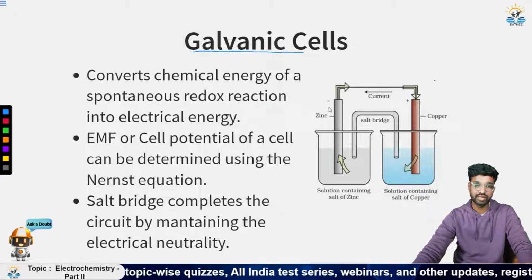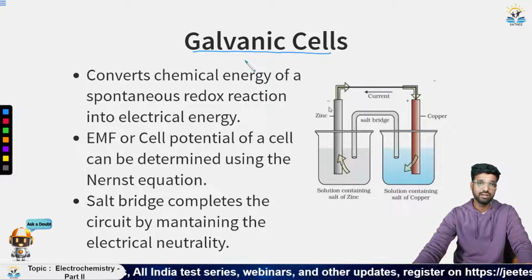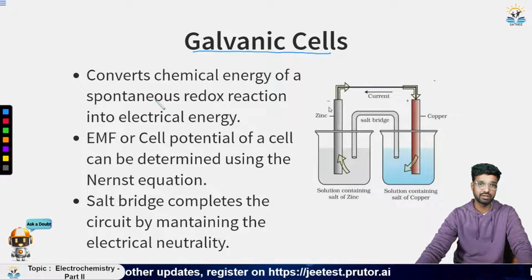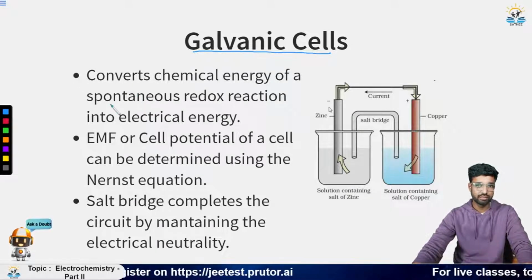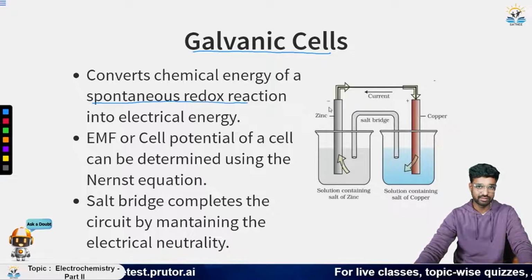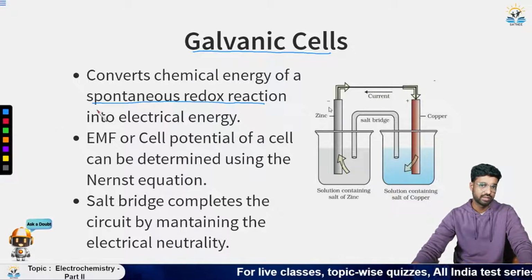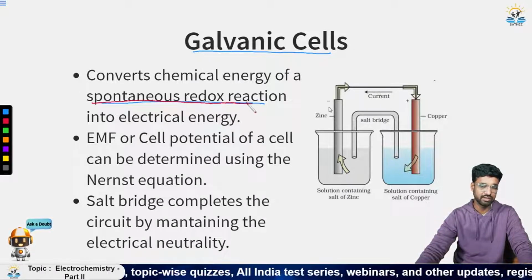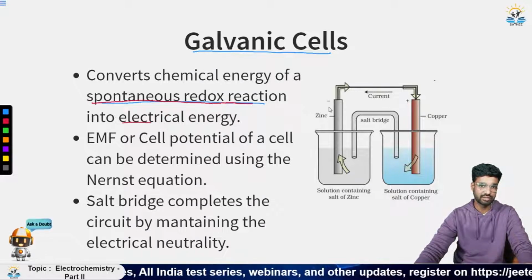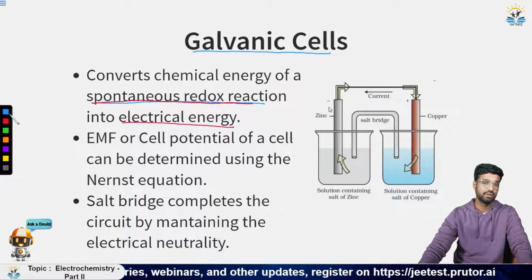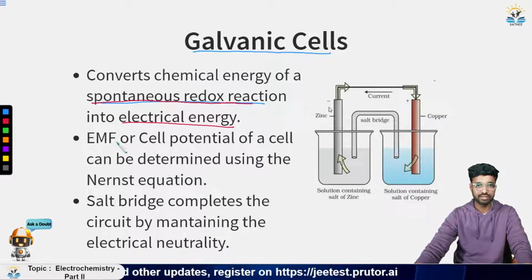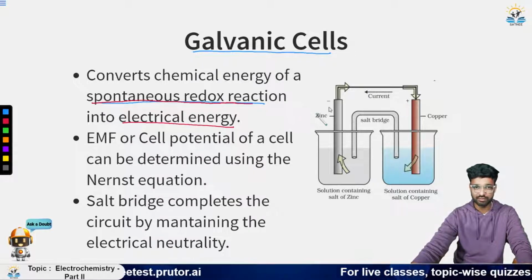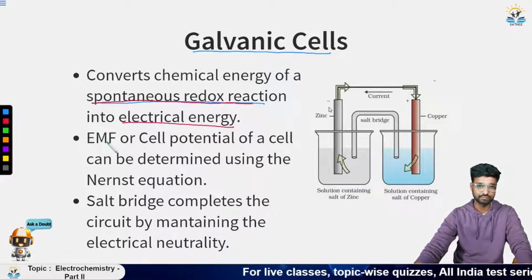The main difference between the galvanic cell and the electrolytic cell is that the electrolytic cell converts electrical energy into chemical energy, while the galvanic cell converts the energy produced during a spontaneous redox reaction into electrical energy. This point is important: the chemical energy released during a spontaneous redox reaction is converted into electrical energy. Now we will slowly quantify this electrical energy, the EMF or voltage produced during this reaction, and see how the components help to complete the circuit.